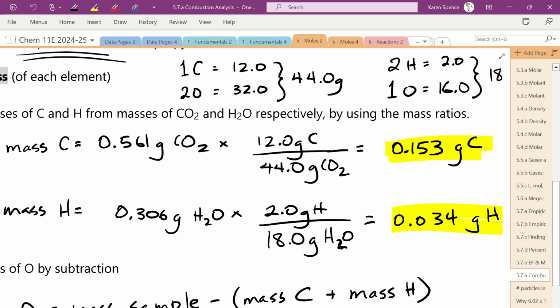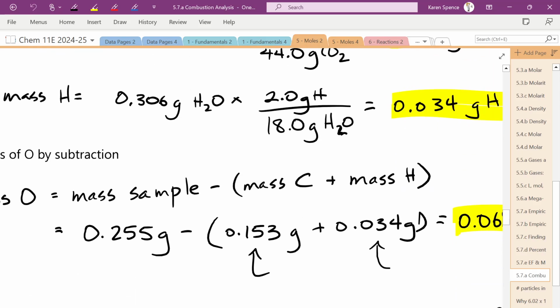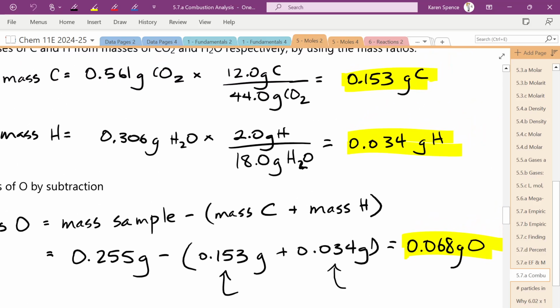So you're going to say my isopropyl alcohol is 2.255 grams. Of that 2.255 grams, 0.153 is carbon, 0.034 is hydrogen, how much is oxygen? So we take the mass of our sample. Does that make sense? Now, I want to point something out to you here. At this point, what should we be doing next?